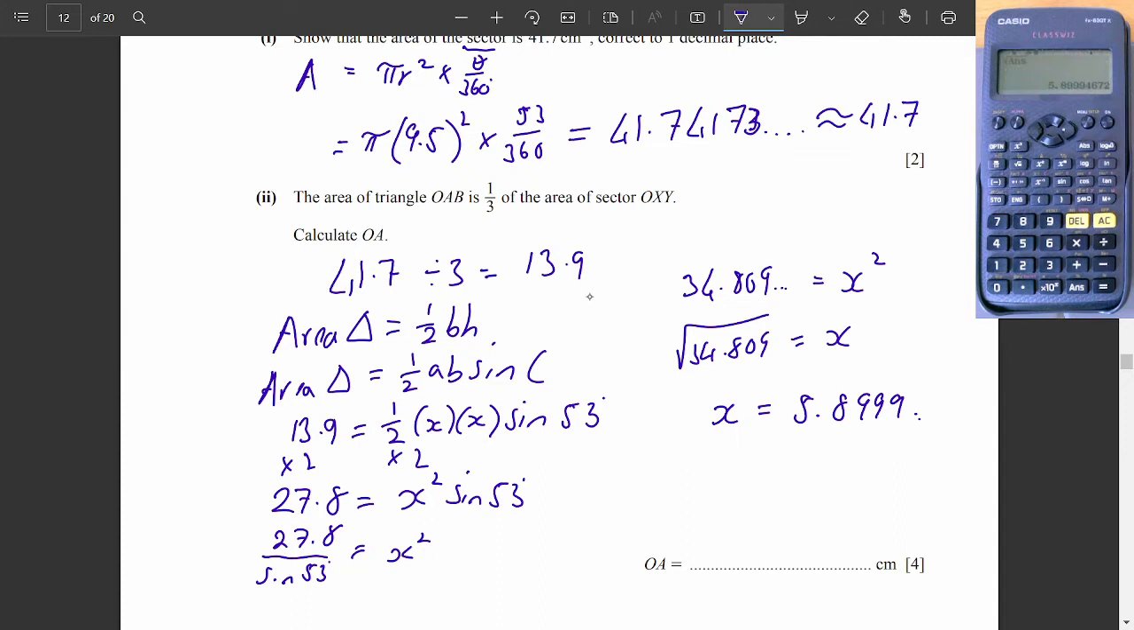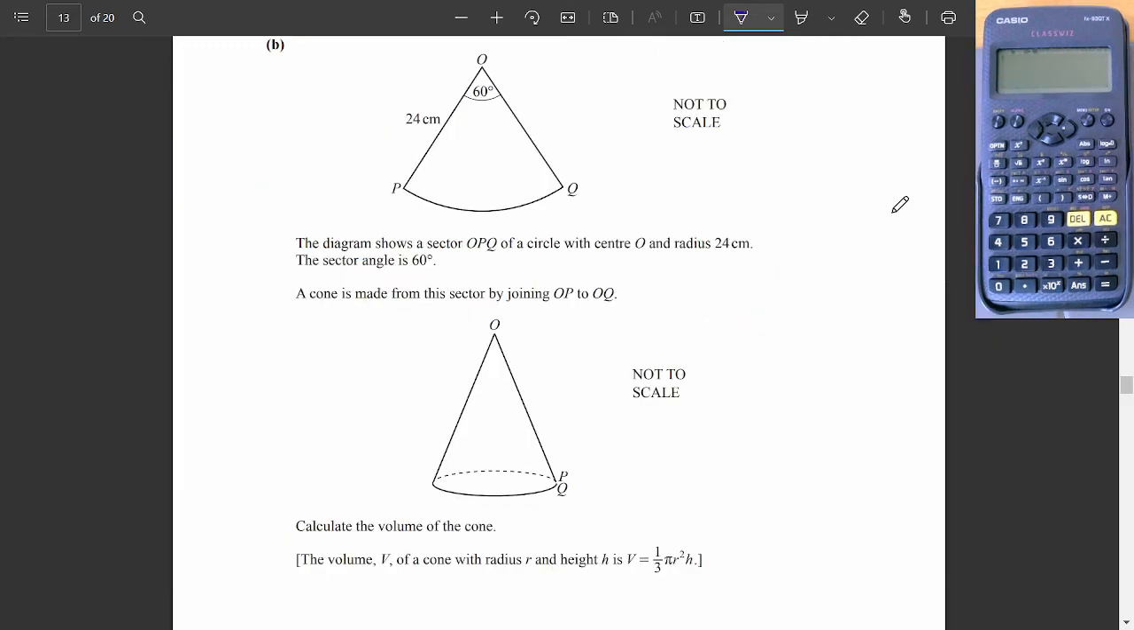5.8999, etc. Now, when you write the final answer on the line here, please don't round it incorrectly. If you write the whole answer like that, you'll get your full marks on the line here. If you want to round it to 3 significant figures, make sure you remember you cut it off there. After 89 comes 90.